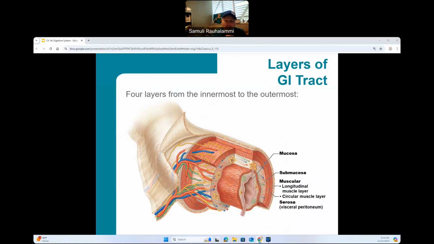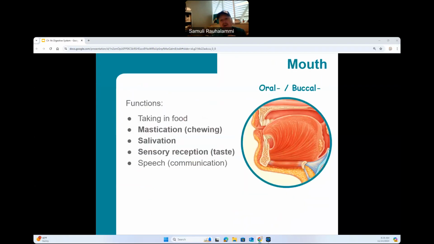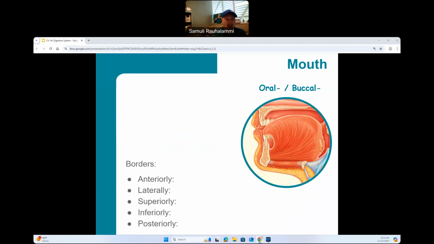Now, I think we're ready to go through the different parts of the digestive tract, one structure by structure, and we're going to start at the mouth. The mouth has many functions. I'm going to highlight especially mastication, the process of chewing, salivation, and also sensory reception, so the taste. We want to screen what's coming in to the body. So let's have a look next at something that I think is interesting. We should define the boundaries of the mouth.